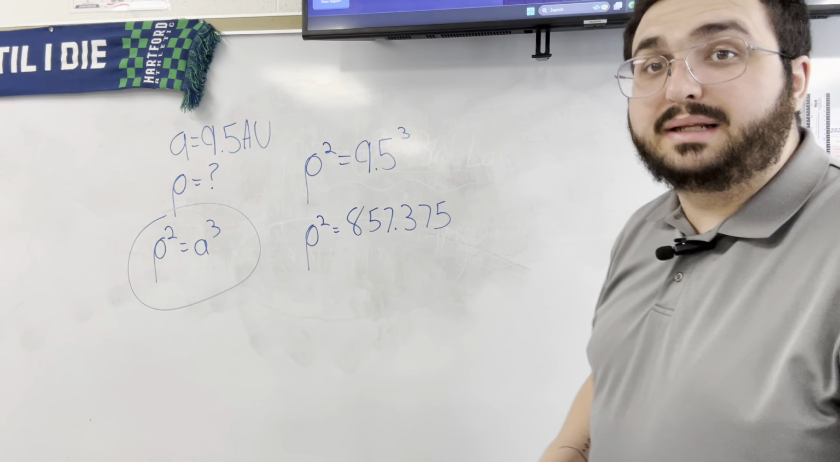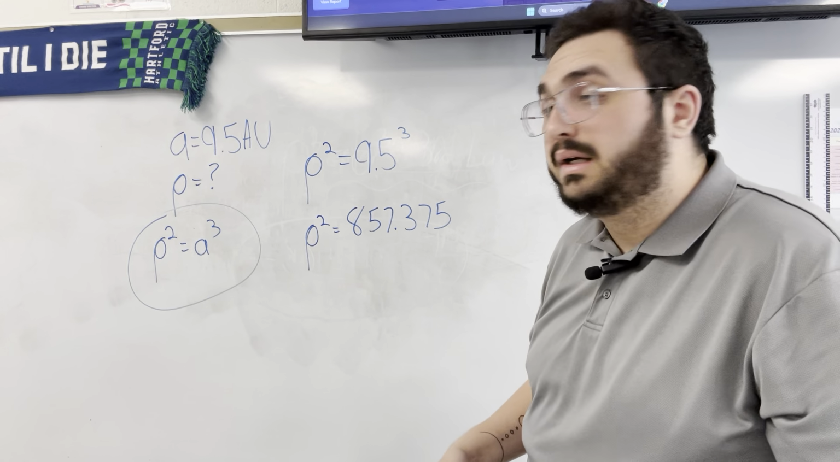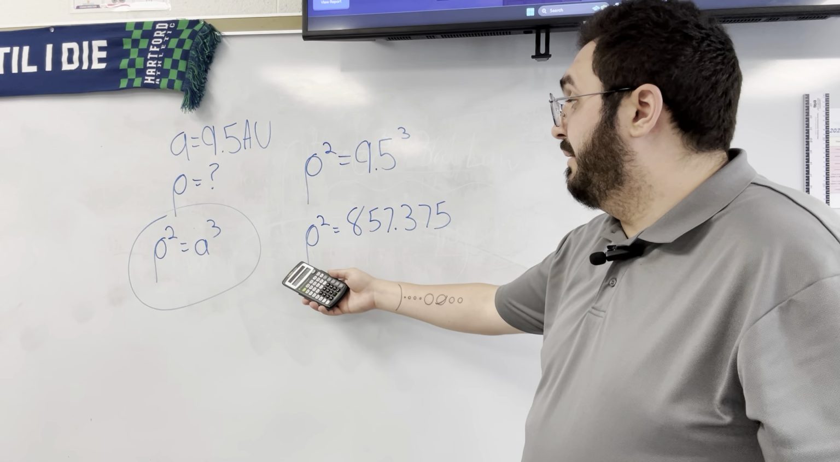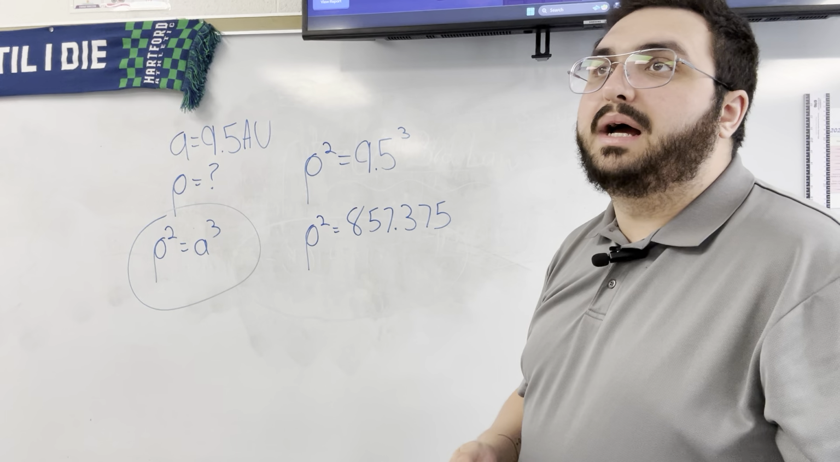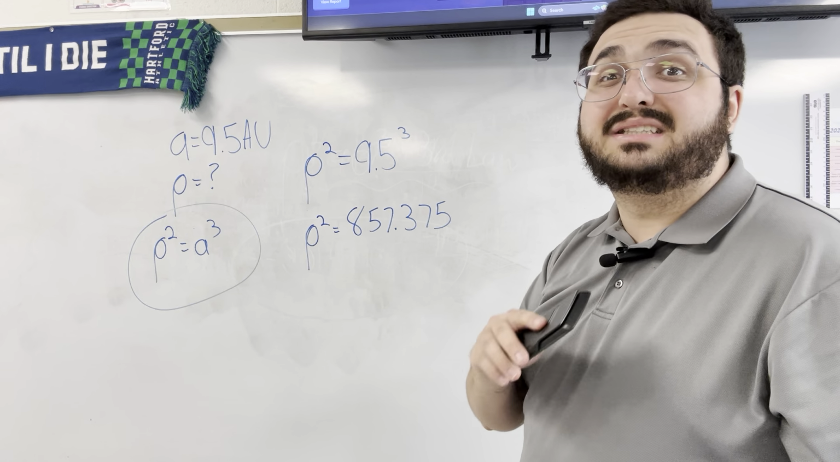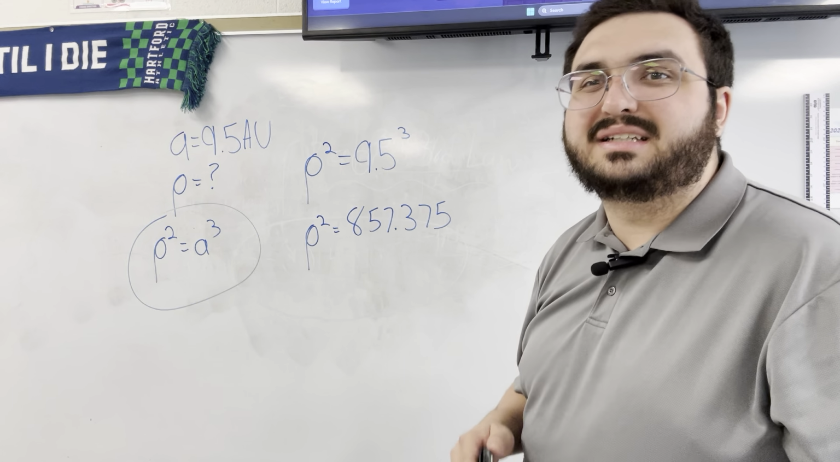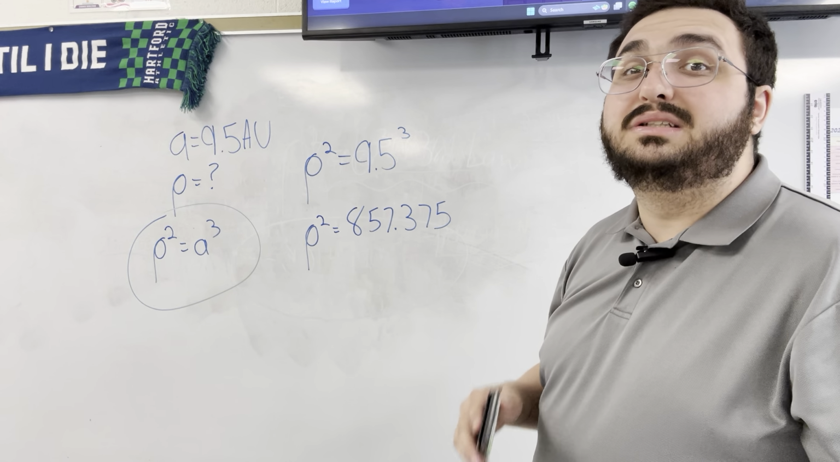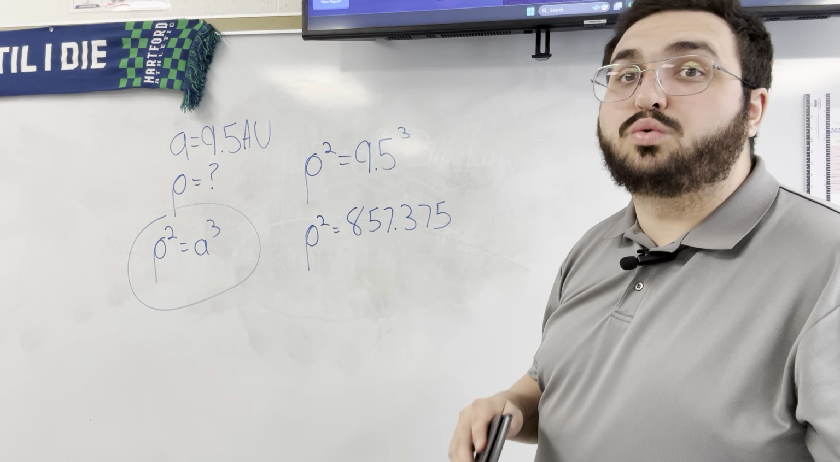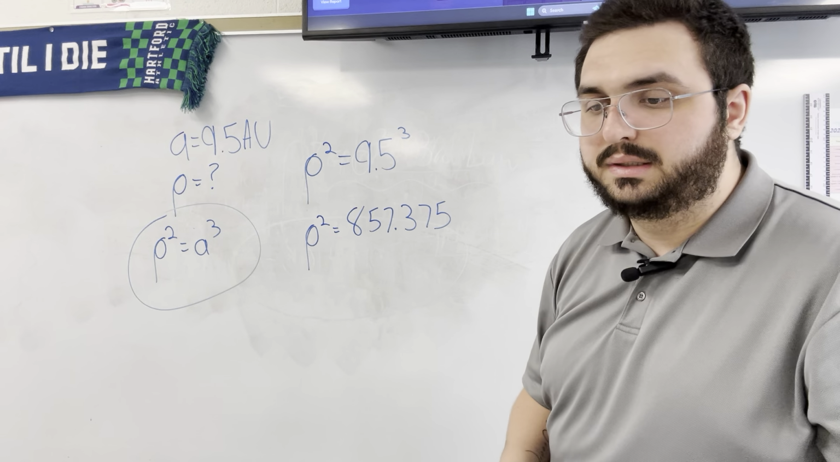Now at this point, you may be tempted to say that you're done. After all, we have P by itself and we have a number. Therefore, that should be it. But this isn't P. This is P squared. We need to just get P. So we need to undo this square somehow. The way that we do that is by taking the square root of that.